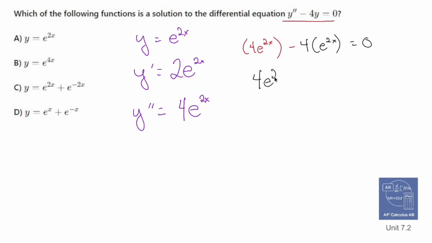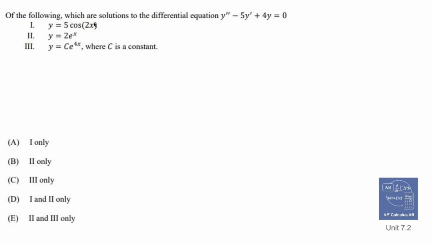4e to the 2x minus 4e to the 2x does give us 0. It checks out, so A is going to be my answer. Now, if it wasn't, we would just try all of these and see what happens, but since A worked, we're sticking with A.